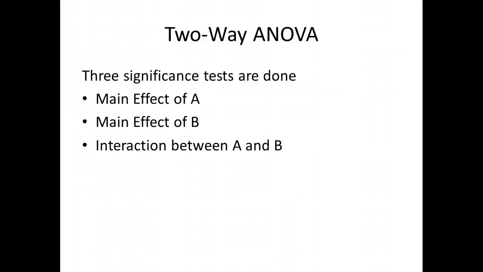If you're doing a two-way ANOVA, there are 3 significant tests that are done. There are 3 Fs that are calculated, 3 p-values that are determined. And all of that is before you do any follow-up tests at all. So you will have a test for the main effect of A, a test for the main effect of B, and a test for the interaction.